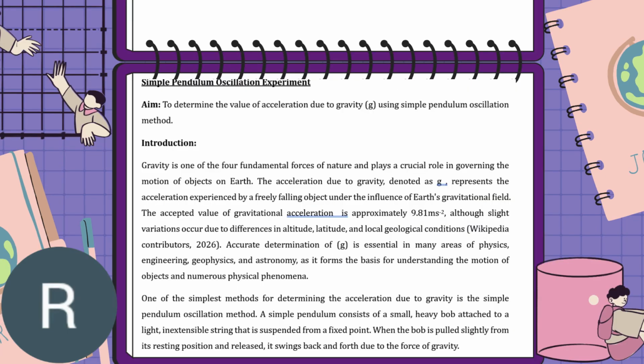Good morning, everyone. My name is Ronaldin Yujie, and today I will present my experiment entitled Determination of the Acceleration Due to Gravity using the Simple Pendulum Oscillation Method. The purpose of this experiment was to determine the value of gravitational acceleration g using a simple pendulum. We also investigate how the length of the pendulum affects the oscillation period and whether changing the mass of the pendulum board affects the result.